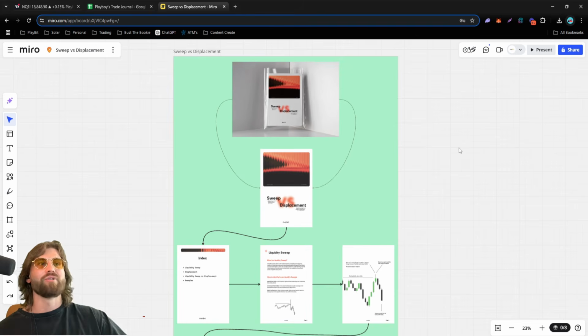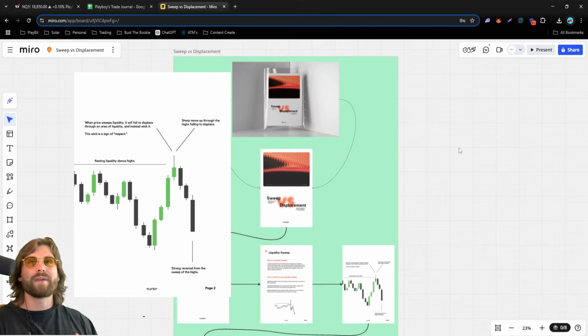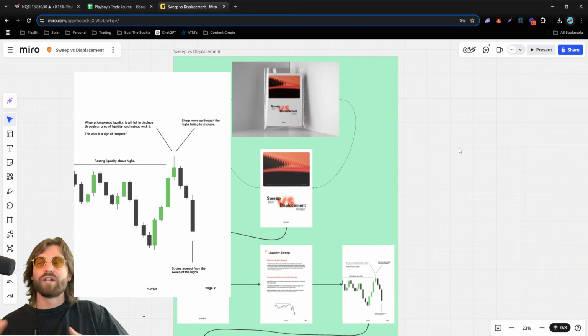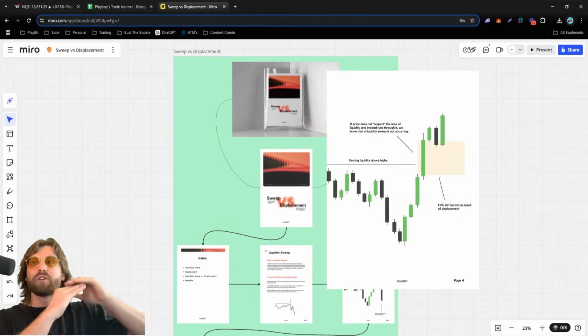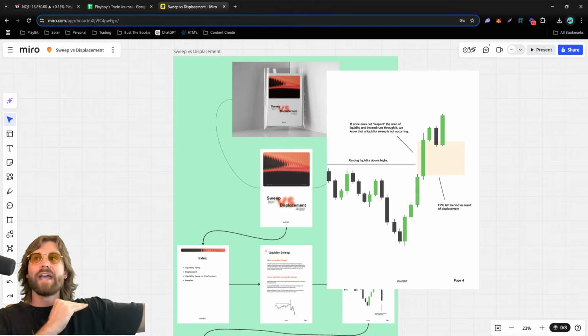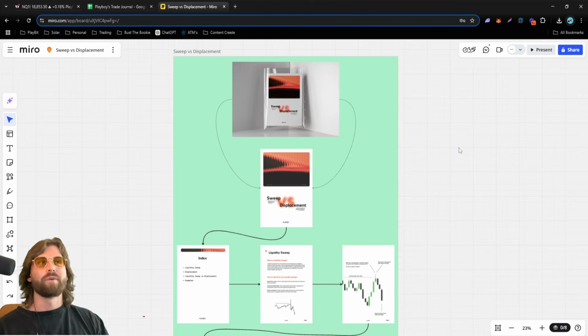So in today's video, you are going to learn what a liquidity sweep is, how to determine what it looks like and when it will occur, and you're going to understand what a displacement is, which is how to know price is going to continue away and actually break out or break down from a level.